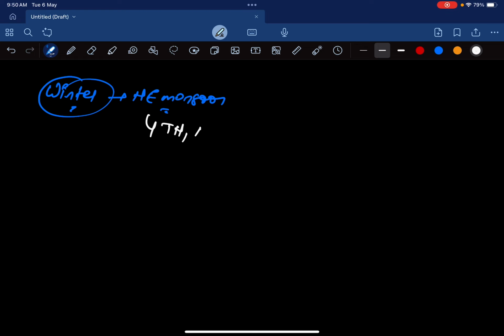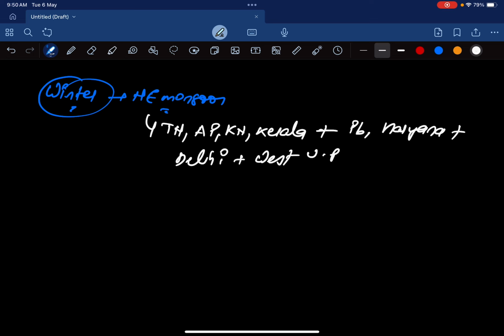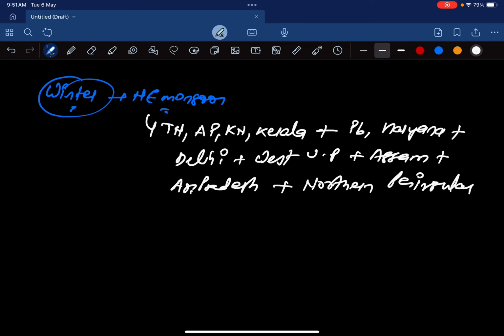Now in the winter season, it is associated with the northeast monsoon or the retreat, and these are the following states which get rainfall during the retreat of the monsoon, that is the northeast monsoon: Tamil Nadu, Andhra Pradesh, Karnataka, Kerala, right? Plus Punjab, Haryana, Delhi, West UP, Assam, plus Arunachal Pradesh, plus the northern peninsular India. You need to remember these; once you read them, it will be done. Okay?